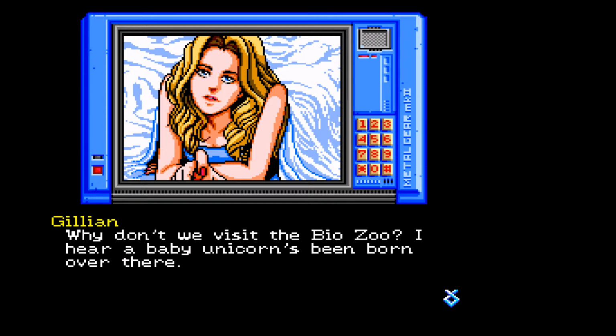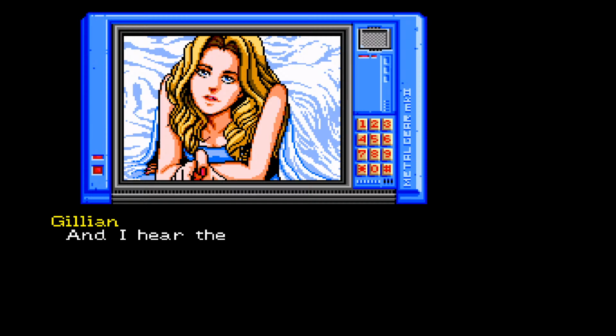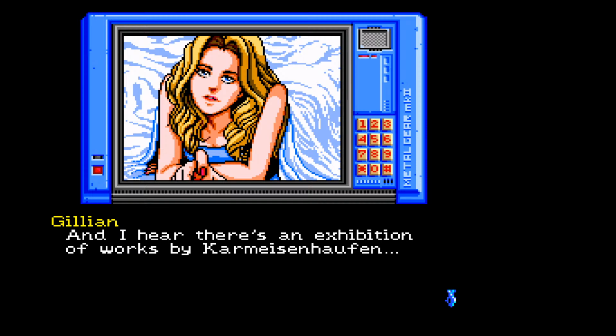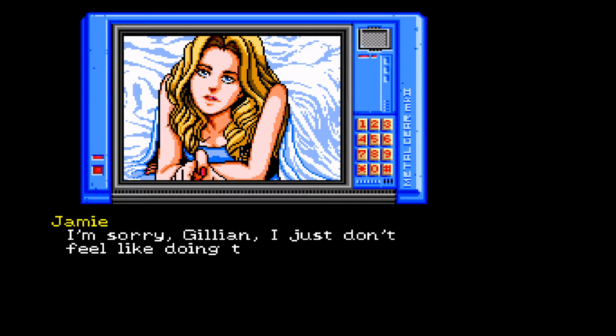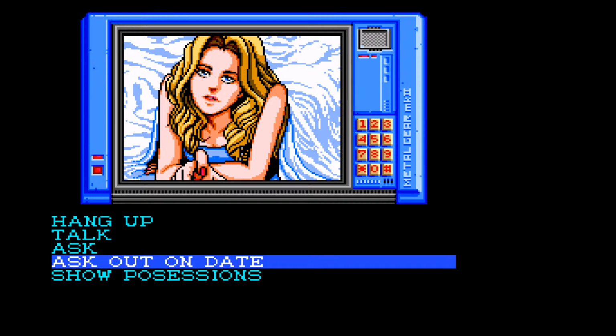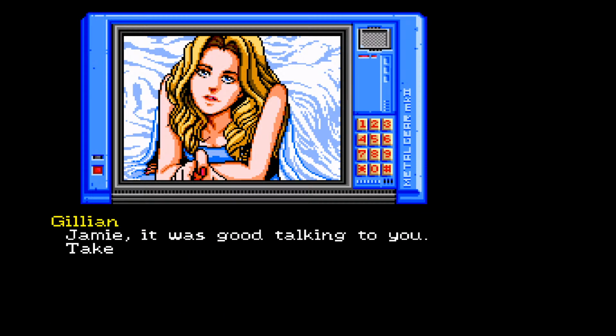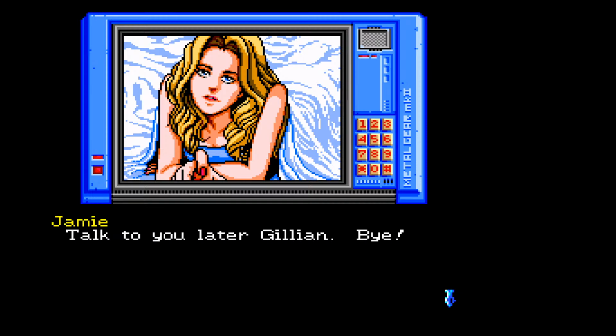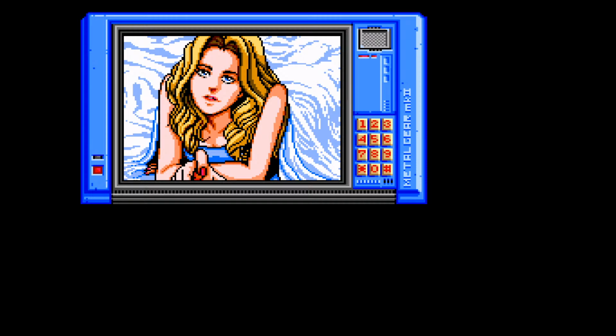Why don't we visit the Bio Zoo? I hear a baby unicorn's been born over there. What? And I hear there's an exhibition of works by Carmeisenhofen? Carmeisenhofen. Alright. I'm sorry, Gillian. I just don't feel like doing that kind of thing yet. Okay, so I'm just gonna assume that she doesn't want to go on any dates right now. Jamie, it was good talking to you. Take care. Bye. Talk to you later, Gillian. Bye.